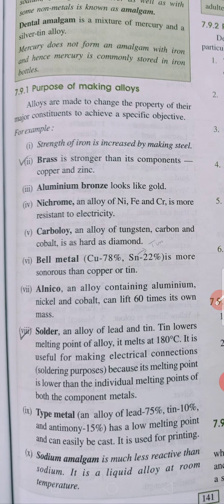Then we have an alloy called type metal, an alloy of lead, tin and antimony. Lead is 75%, tin is 10%, antimony is 15%; it has a low melting point and can easily be cast. So it is used for printing purposes, for making those alphabetical casts. Then sodium amalgam is much less reactive than sodium. It is a liquid alloy at room temperature. So children, here you can see that the purpose of alloying is to change the properties of different metals to make them useful to us.